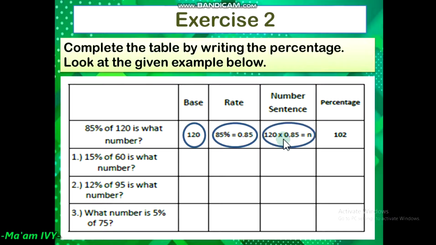number sentence. You are going to multiply the base and the rate. So 120 times 0.85 equals n. That is the number sentence. Then you are going to solve for the percentage and write it under the percentage column. In our example, the answer is 102. Just follow the steps in answering number 1, number 2, and number 3. That is for our exercise 2.